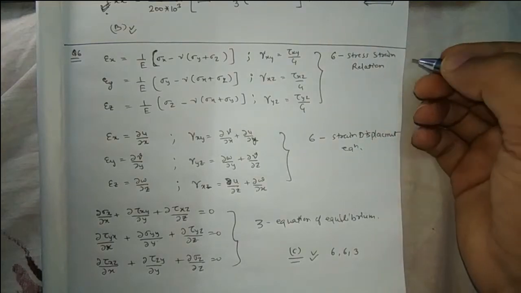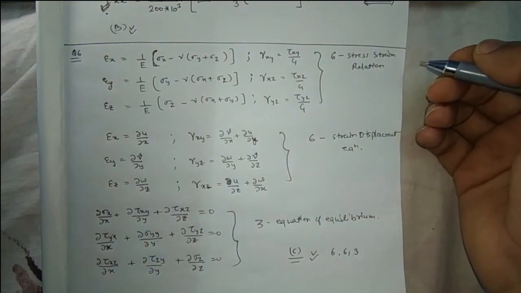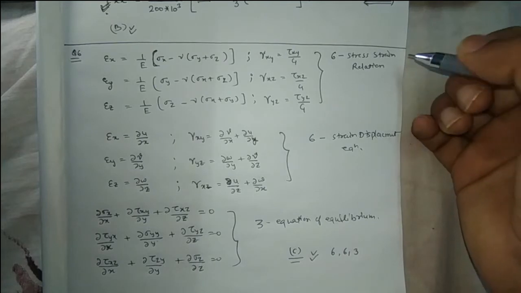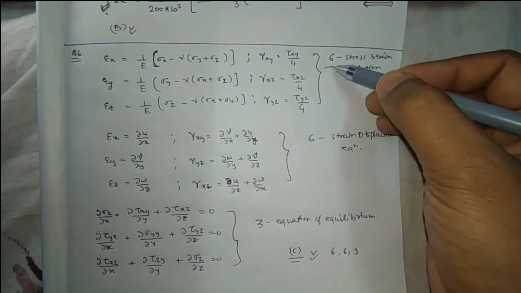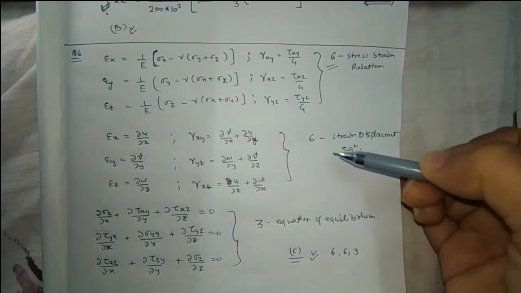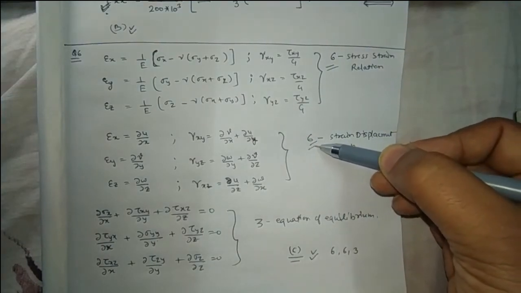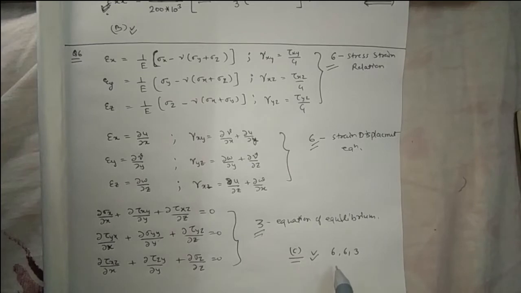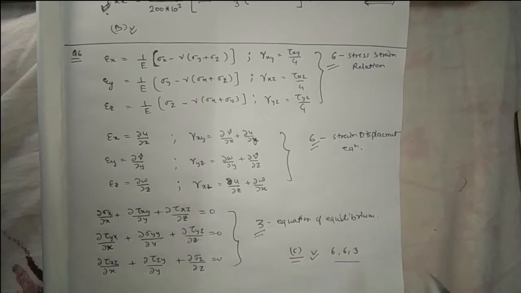Question number 6. In a three-dimensional linear elastic solid, the number of non-trivial stress-strain relations, which is given here, is equal to 6, and the strain-displacement relationships are equal to 6, and the number of equations of equilibrium is 3. So option C will be the correct answer.